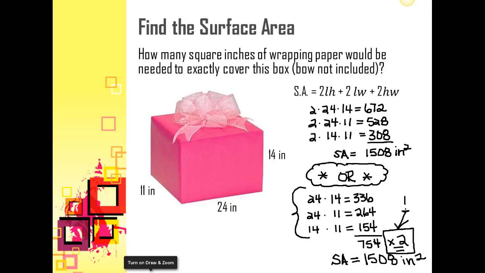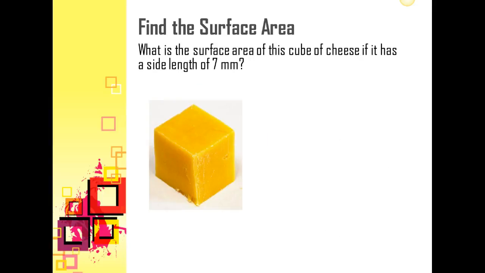best for you. What is the surface area of this cube of cheese if it has a side length of 7 millimeters? The word cube is key in solving this problem. A cube has 6 congruent square sides. Therefore, the length, width, and height will each be 7 millimeters. To calculate the surface area, we could plug the numbers into the formula or use the loop-de-doop method, but those won't be the most efficient ways for a cube.